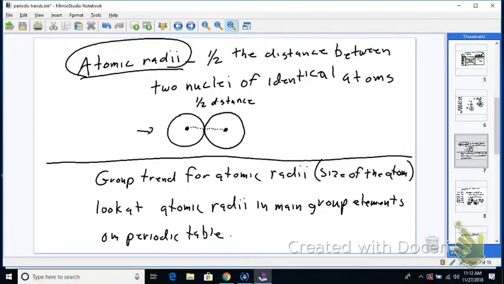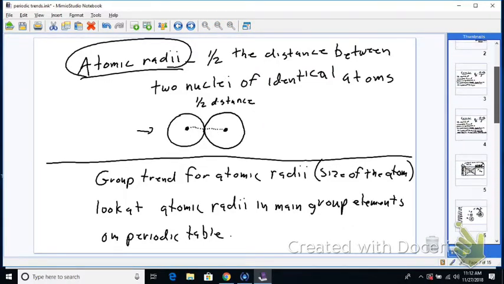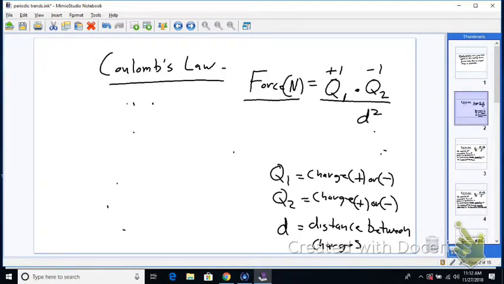Okay? Something really important that you guys will probably use in your explanation of your trends has to do with this thing called Coulomb's law. I'm going to give you a little bit at a time. So this is the equation for Coulomb's law. Okay? Coulomb's law is a way to measure a force between two charged particles. It's the way to plug it into an equation and measure a force between two.